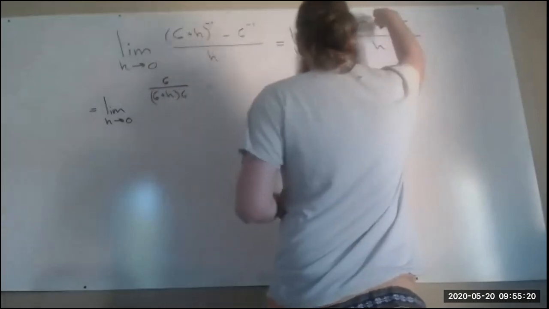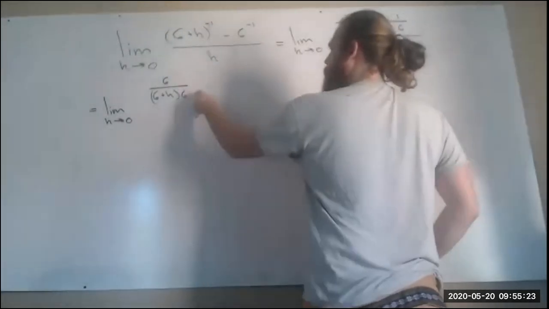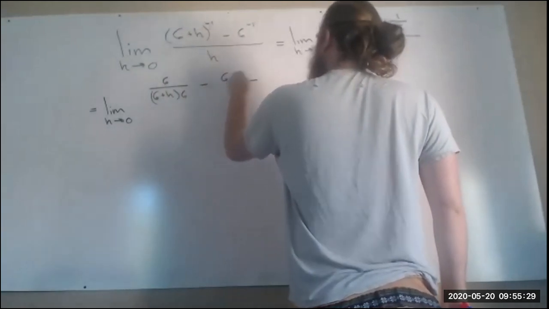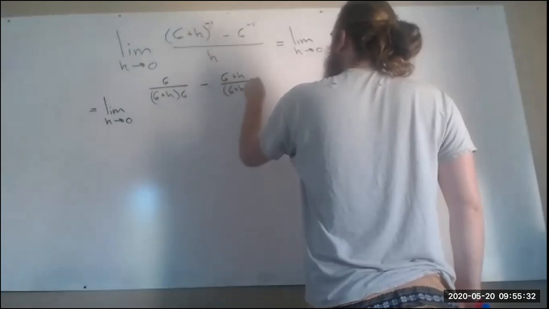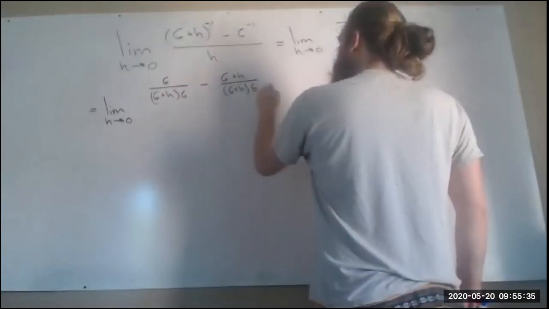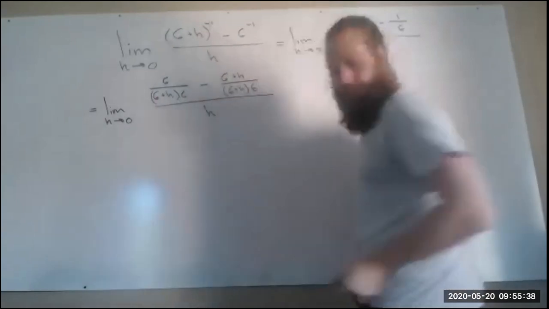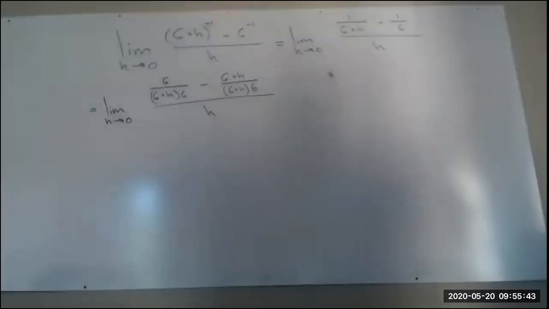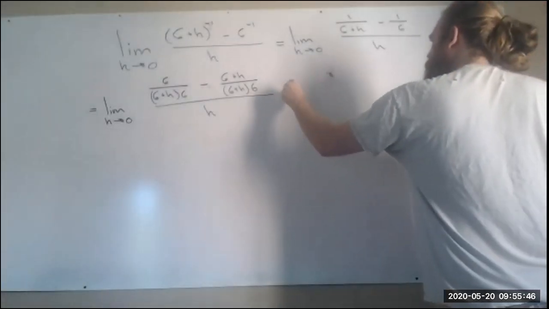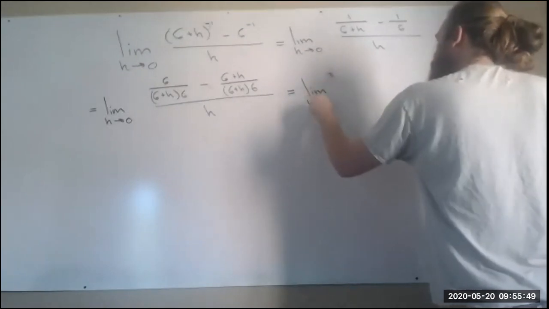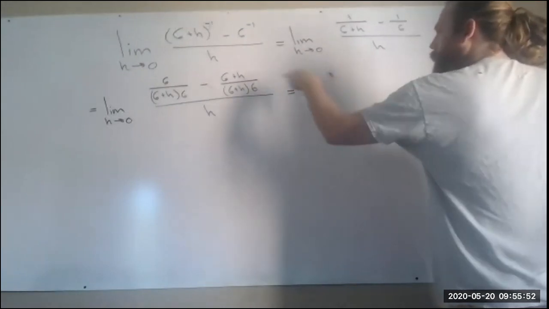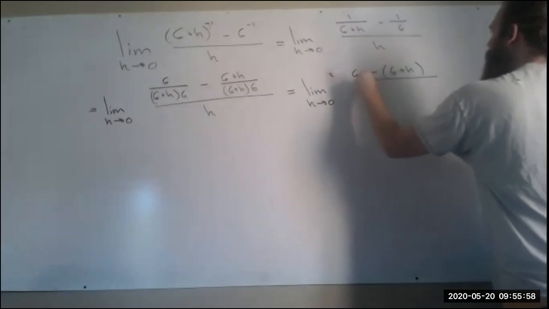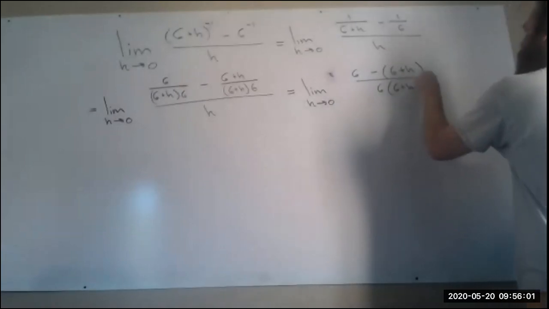So I multiply this first guy by 6 over 6 to get this. And then the second guy I multiply by 6 plus h over 6 plus h. And everything is still being divided by h. We see that okay? Yes, sir. So then, that's going to be 6 minus 6 plus h divided by 6 times 6 plus h.